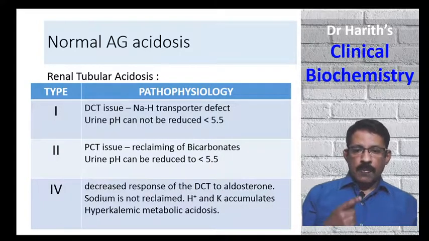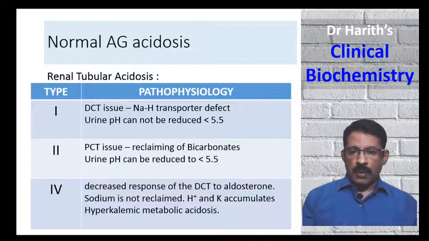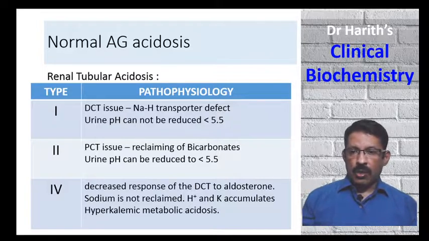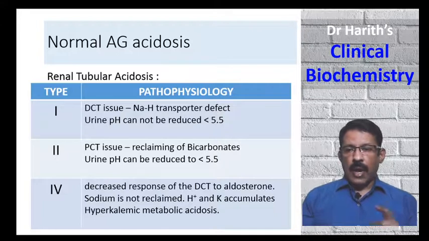Aldosterone is important for the body to reclaim sodium. When sodium is not being reclaimed, hydrogen ions and potassium are not being lost on the anti-transport mechanism, as a result of which you have low sodium, high potassium and high hydrogen ion concentration. This leads to hyperkalemic metabolic acidosis.